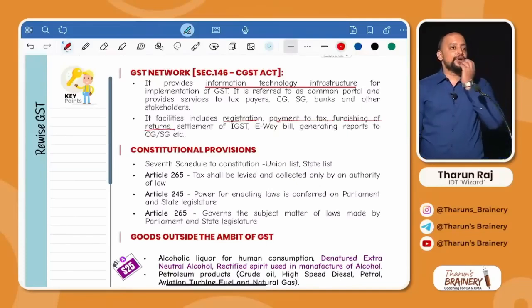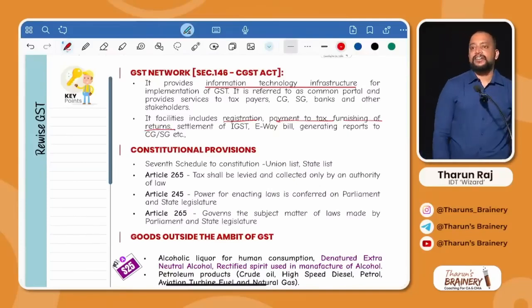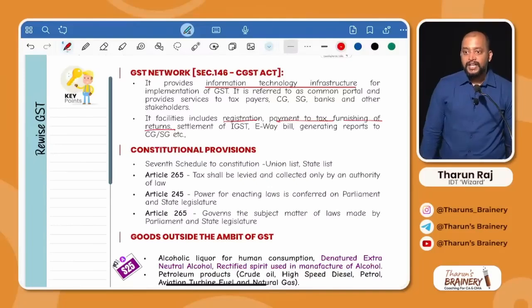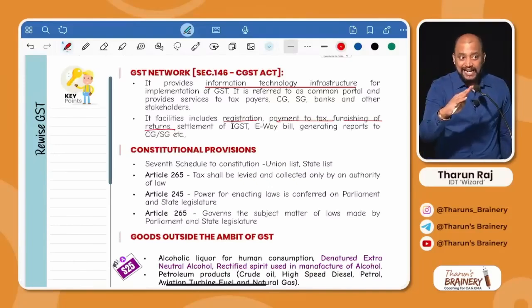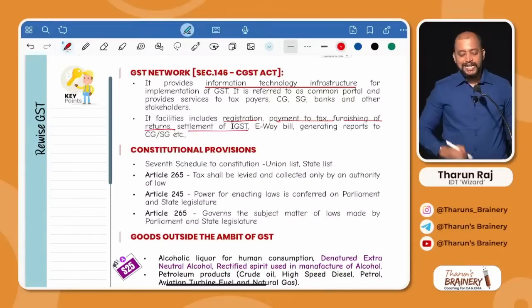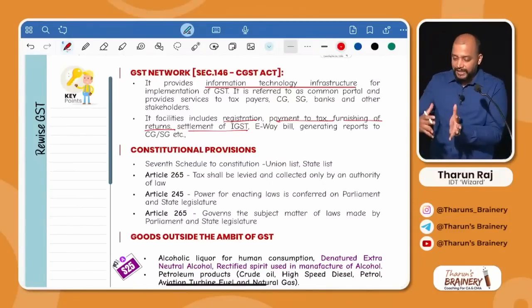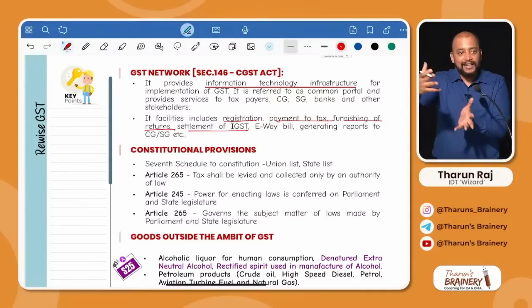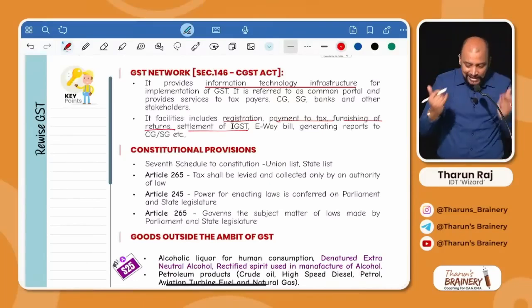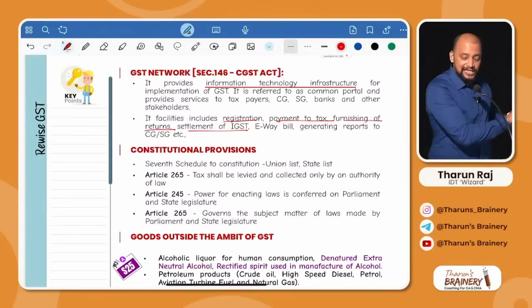Then, just now I told you about IGST. What will happen to IGST? Fully retained by the central government? No. It will be settled between states. So that work is also done by the GST network. This IGST settlement we will not do. I mean 50% going to the consuming state, etc. I told you now, this settlement will not be done by the taxpayer. It will be done by the GST network.